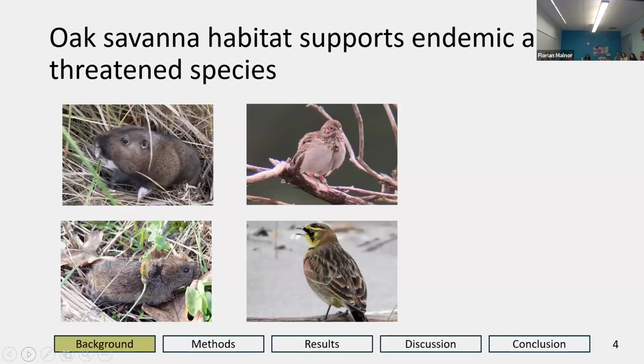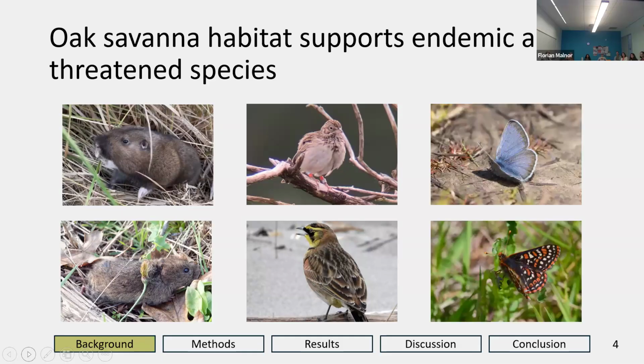Then we also have the Oregon vesper sparrow above and below the streaked horned lark. The vesper sparrow is a U.S. Fish and Wildlife Service species of concern, and the streaked horned lark is a candidate for listing under the Federal Endangered Species Act. Then we also have two butterfly species. The Fender's blue butterfly is listed under the Federal Endangered Species Act as endangered, and the Taylor's checkerspot butterfly is a candidate for federal listing. And oak savanna is important habitat for all of these species.